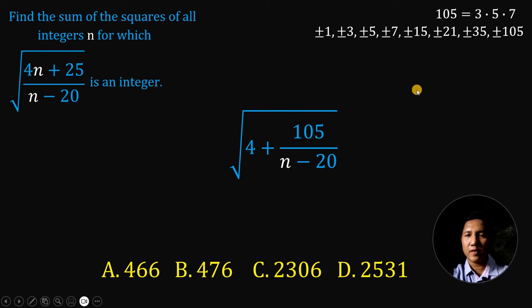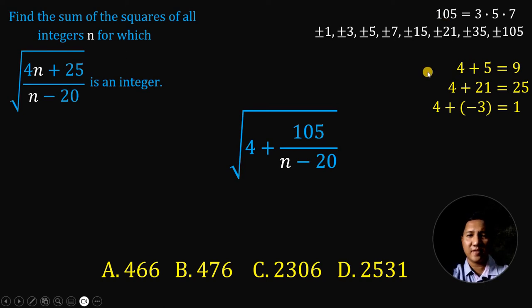Now, one way to get a perfect square is if we add 5 to 4. So, if 105 over n - 20 equals 5, then 4 plus 5 is equal to 9, and 9 is definitely a perfect square. Another number we can add to 4 to get a perfect square is 21, because 4 plus 21 gives us 25. So, if 105 over n - 20 equals 21, then this number is a perfect square. Also, don't forget that when we add negative 3 to 4, we get 1, and 1 is also a perfect square. And negative 3 is one of the factors of 105.